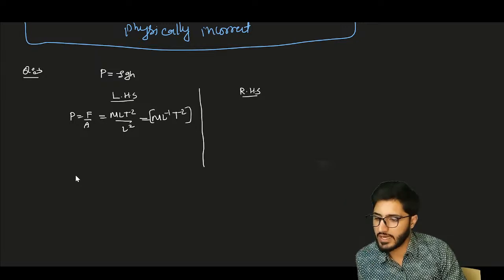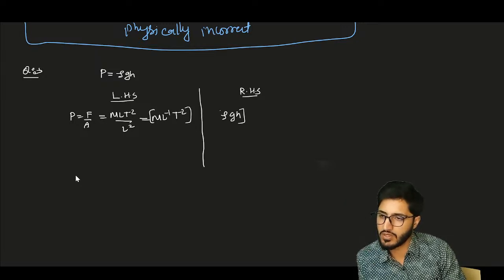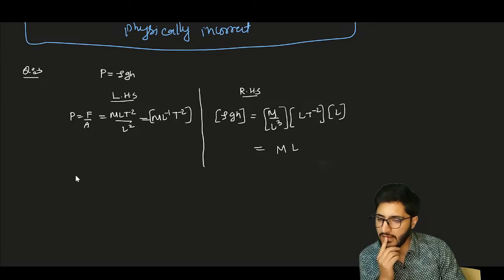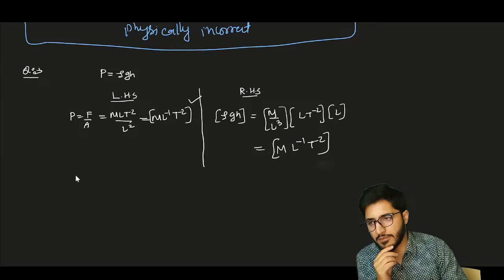In the right hand side we have rho g h. Rho is density, density is mass by volume. G is acceleration due to gravity, that is LT^-2. Height is L. So I can write it as M over L^3, times L T^-2, times L, that is ML^-1T^-2. Okay, L^2, not 3. So this is a dimensionally correct equation, and we know this is physically also a correct one.